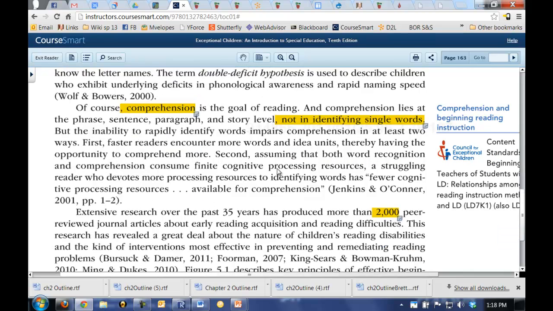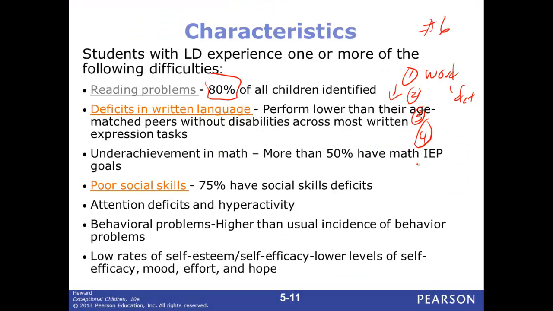So if you're using your skill to identify words, you have fewer left to process the meaning. Can you bring those 2 things in also on comprehension? It clearly identifies 2 things. And I'll make this number 5 on this page, is comprehension, 2 things.